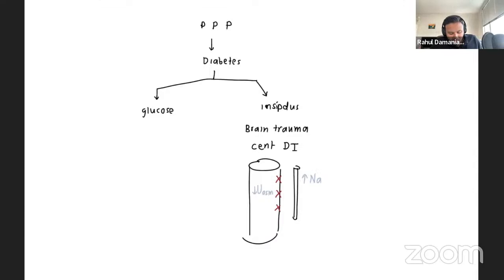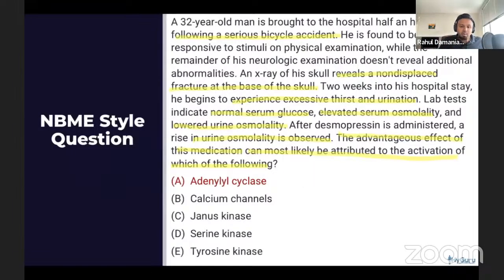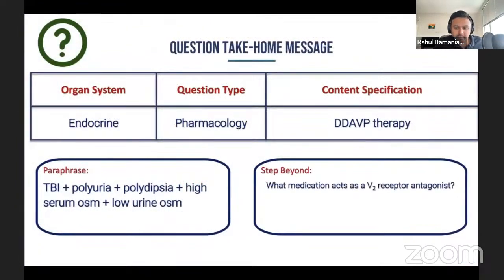So remember that when you're giving DDAVP, it is going to be an ADH analog. And ADH analogs work via increasing V2 receptor activity. And remember, V2 acts via the Gs pathway, which is adenylate cyclase and cyclic AMP. The V2 receptor is upregulated. You're going to have aquaporins that are going to be inserted into the luminal membrane, and you're going to bring free water in and thus have a rise in your urine osmolarity, as you can see in this question. So best answer, adenyl cyclase, and we're talking about DDAVP hitting the V2 receptor. So this was an endocrine pharm question, and let's go ahead and take it a step beyond.